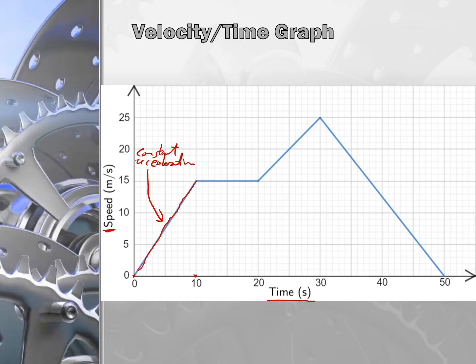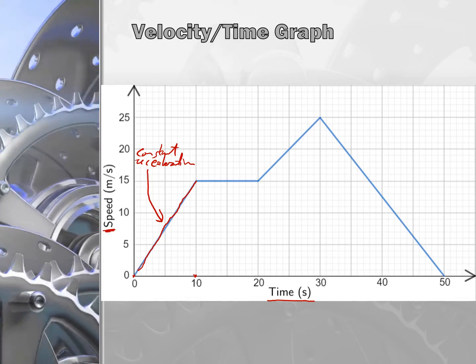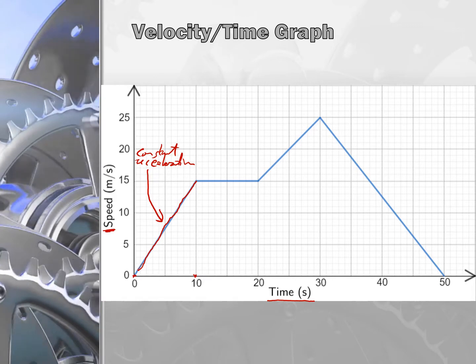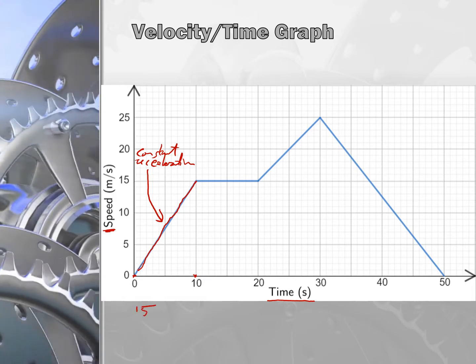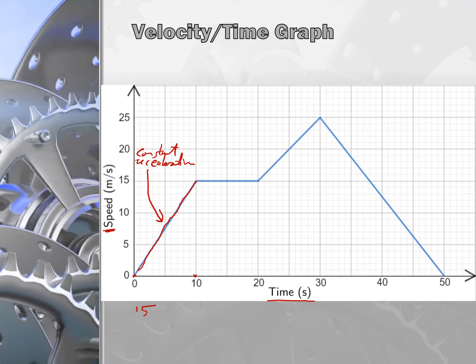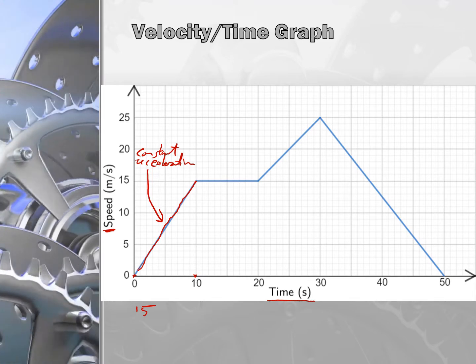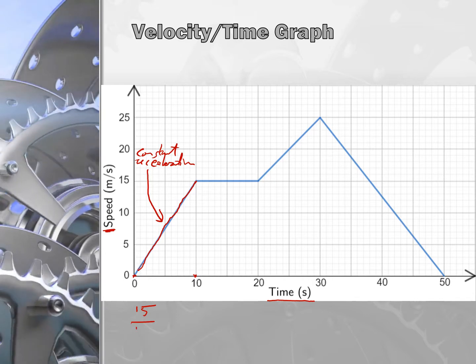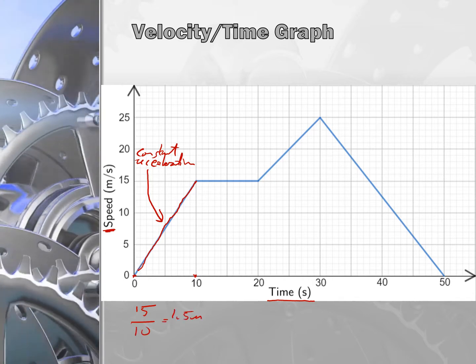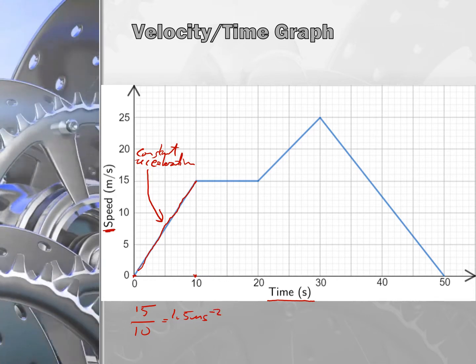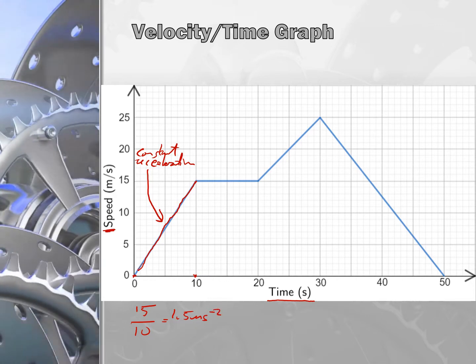And from this graph, we can also calculate the acceleration. The change in velocity is going from 0 to 15. So that's going to be 15, change in velocity. And the time is 10 seconds. So from 0 to 10, 10 seconds. So 15 divided by 10 is 1.5 meters per second squared, or ms to the minus 2.